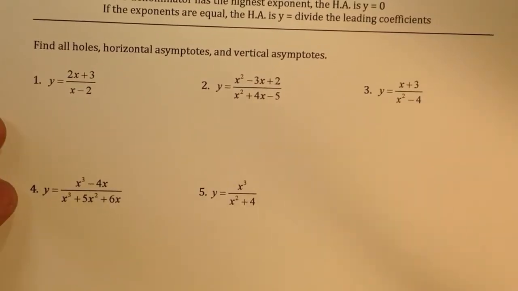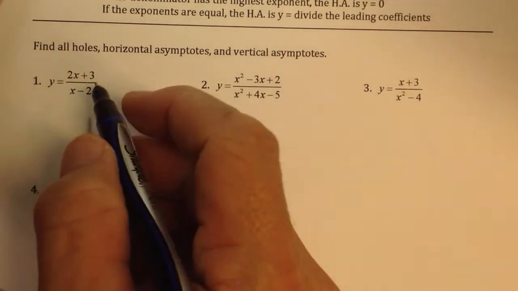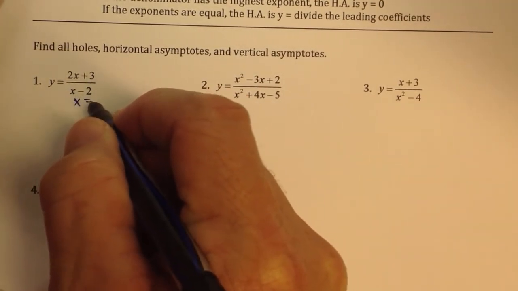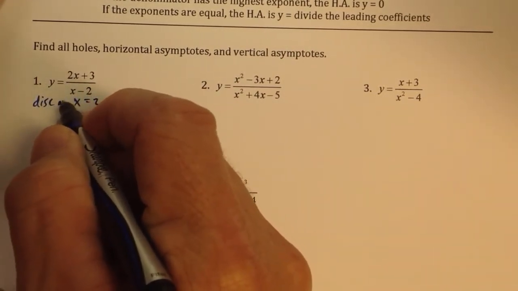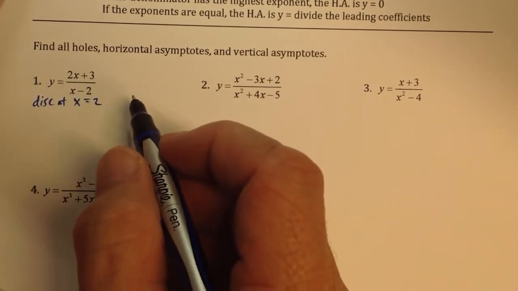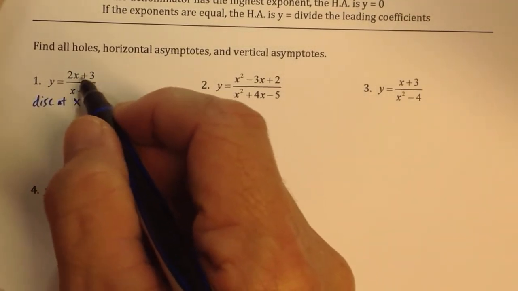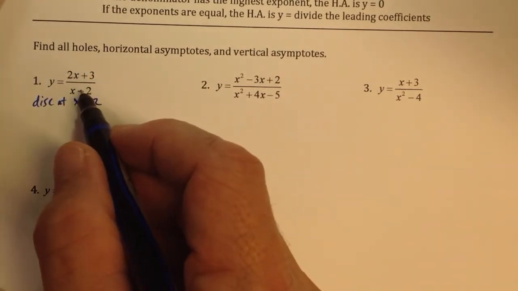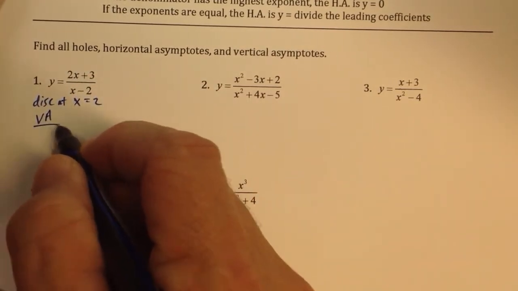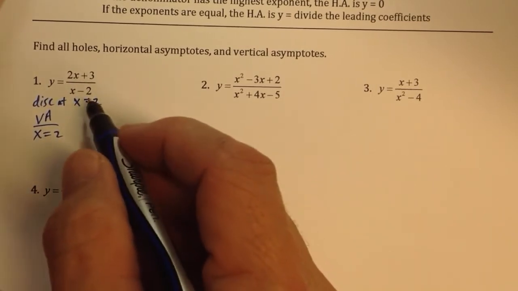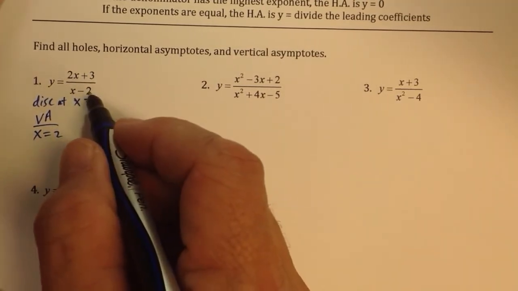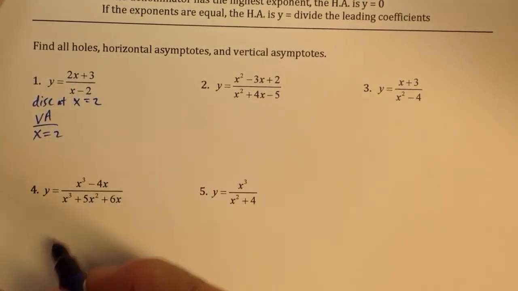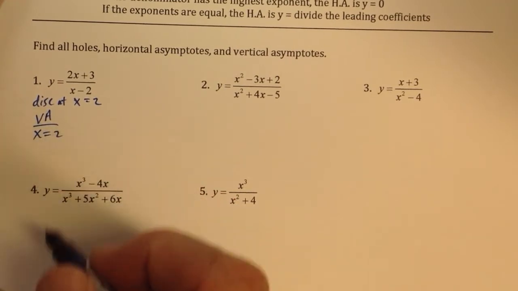Alright, find all holes, horizontal asymptotes, and vertical asymptotes. Well, again, we've done this. Remember, x equals 2 is a discontinuity, because you can't plug 2 in. Now, can you factor the numerator? No. So therefore, we have a vertical asymptote at x equals 2, because you can't factor the numerator and then cancel whatever you get up there with this x minus 2. So x equals 2 is the vertical asymptote.